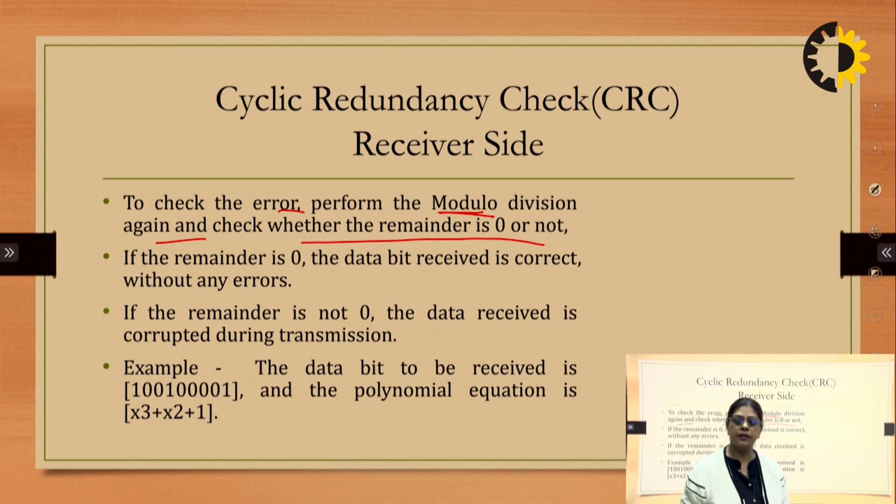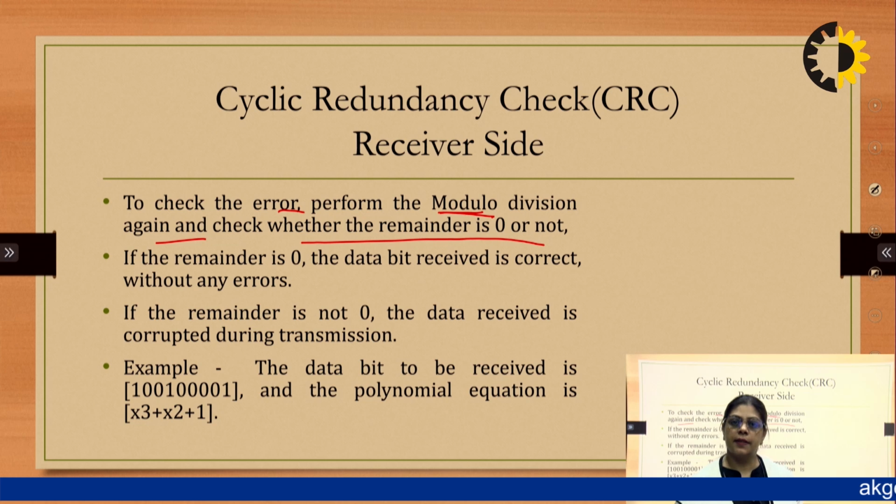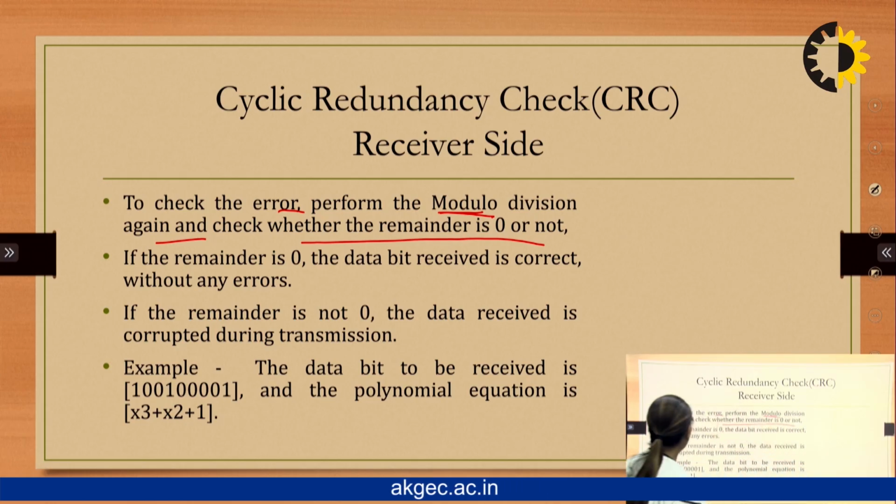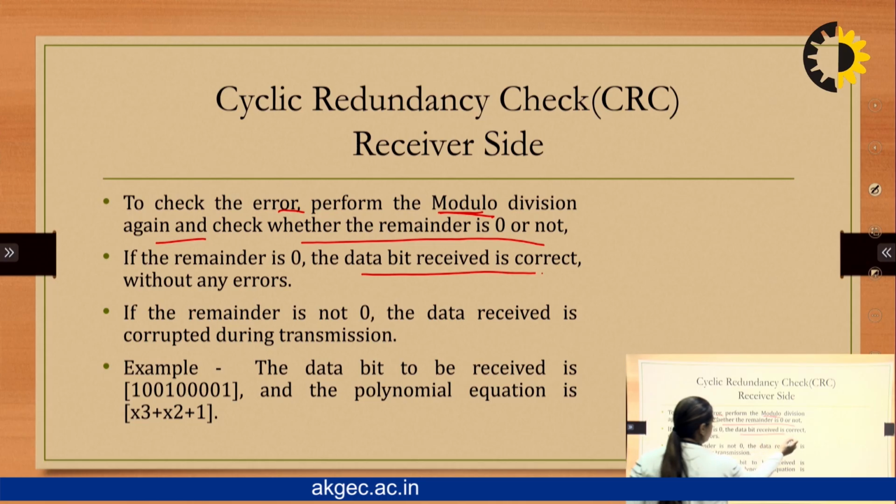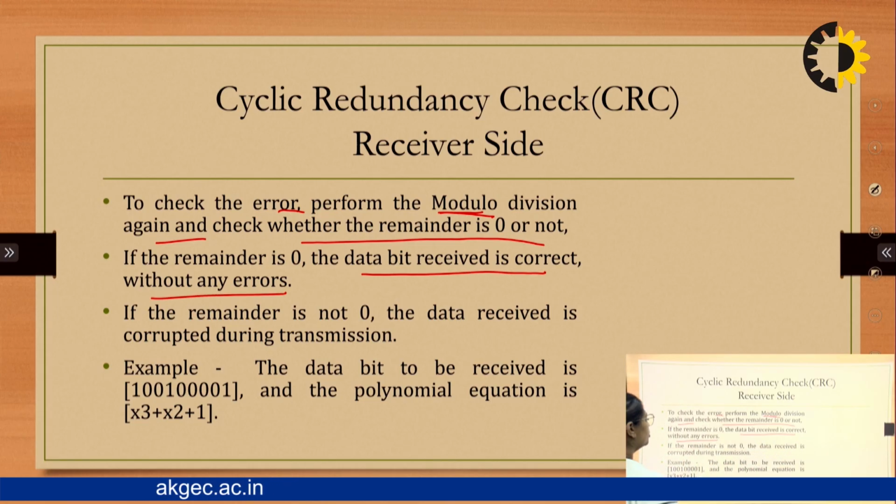If the remainder is 0, that means the data received is fully correct. It is error free. If some bits other than 0 are received, that means the data is changed somewhere and there is an error in that, right? If the remainder is 0, the data bit received is correct without any errors. If the remainder is not 0, the data received is corrupted during the transmission.